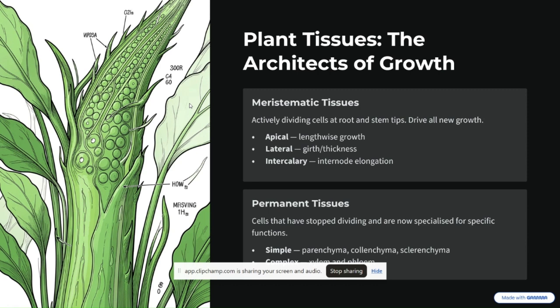Permanent tissue is made of cells that have stopped dividing and are now specialized for a specific function. Simple tissues are parenchyma, collenchyma, sclerenchyma, and the complex tissues are xylem and phloem. So permanent tissues are used in food storing, energy storing. It is divided into two types, that is simple and complex: parenchyma, collenchyma, sclerenchyma, and complex, that is xylem and phloem tissue.